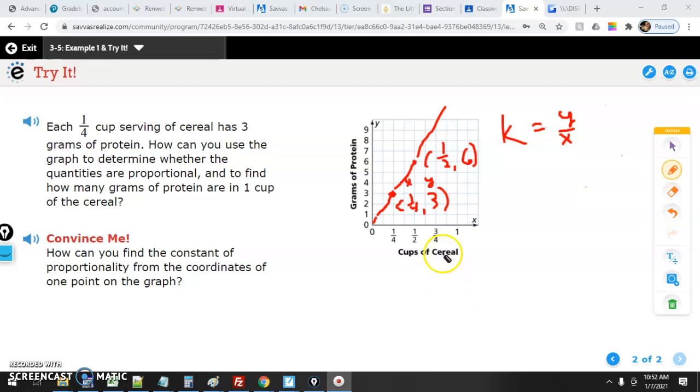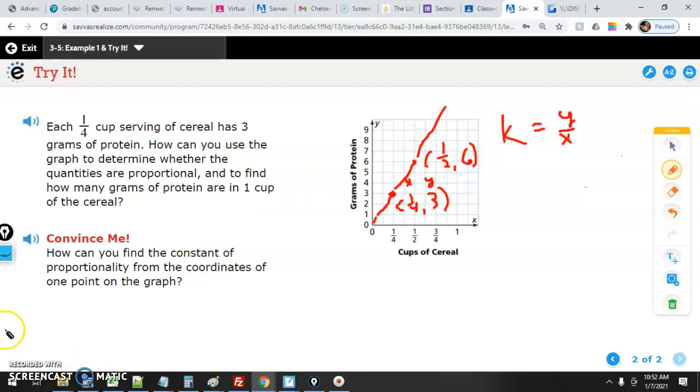Well, I tried to put the points on the graph and draw a straight line. They give you 1/4 cup is 3, so there's a point there. And if you double that, 1/2 cup is 6. Okay, and so if you connect those dots, it does pass through the origin. It is a straight line, so it's proportional.